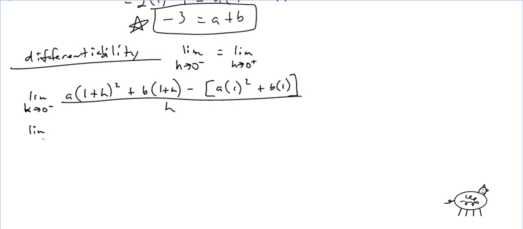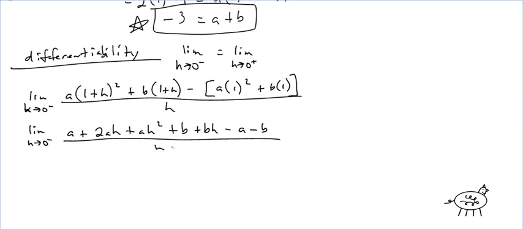Let's keep going here. Again, you've got to show your work, math fans. Remember, I'm always pushing for the AP exam, and they want to see work. So we're going to get a plus 2ah plus ah squared plus b plus bh minus a and then minus b, all over h.